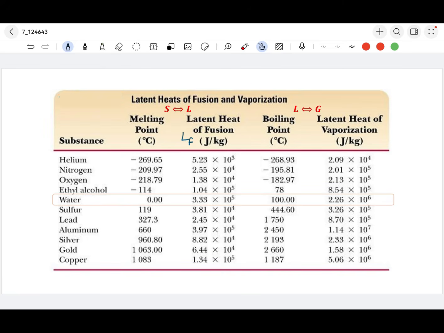It is the heat energy required to raise the temperature, or it is the amount of heat energy given to a solid material so that it converts into liquid at the melting point. Only at the melting point it will happen. So for the water, if this much heat energy, 3.33 times 10 to the power of 5 joule per kg, is given, it means for 1 kilogram of water, 3.33 times 10 to the power of 5 joule of heat energy is supplied.